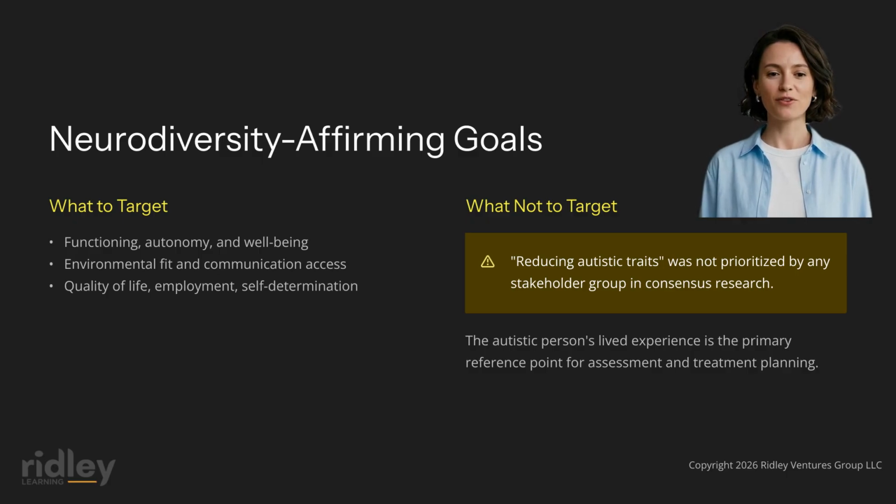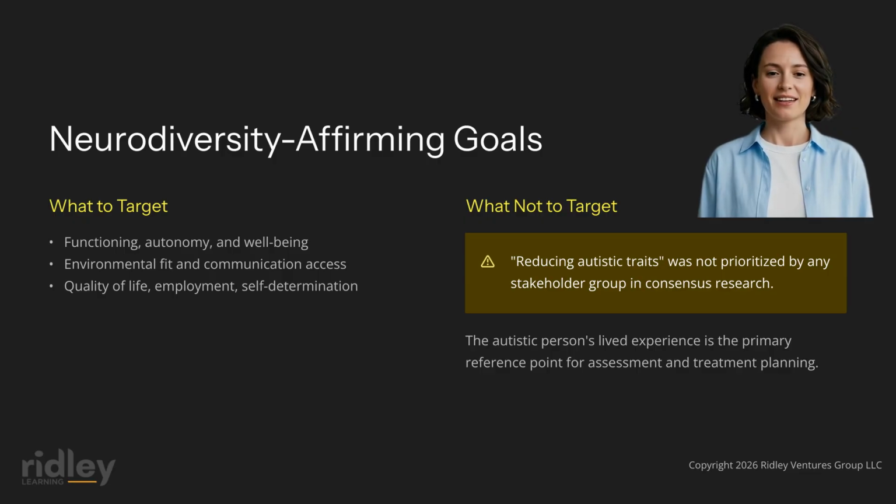Now let's move to how the neurodiversity paradigm changes goal setting and clinical interventions. The neurodiversity paradigm requires a reorientation of intervention goals away from symptom reduction and toward outcomes that autistic people themselves prioritize. Lerner and colleagues, writing in 2023, argue that goals aimed at reducing or eliminating autism symptoms are, in their words, practically and ethically incompatible with a neurodiversity perspective, and that affirming interventions instead target functioning, autonomy, well-being, and environmental fit.